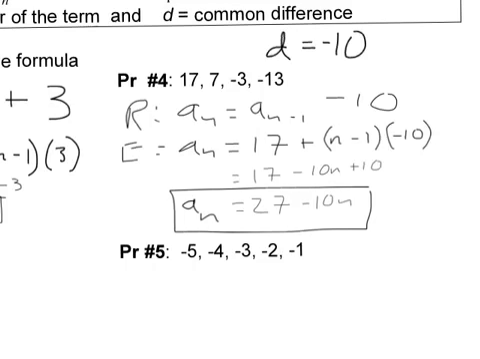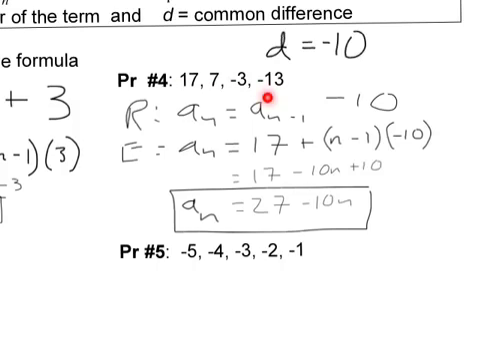Okay, so the first one would be a sub n equals a sub n minus 1 minus 10. That's the recursive. The explicit would be a sub n equals 17 plus (n minus 1) times negative 10. And when you solve that out, you get 27 minus 10n. So you should be able to plug in any number term and get that number back.